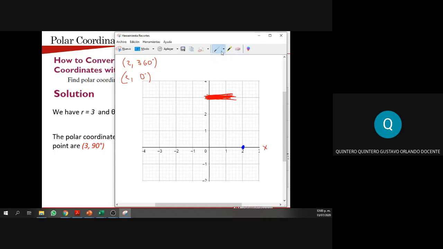How about this possibility? Did you think about this one? Just 180 degrees. But that would make the point located on this line, right? We don't want that. We want the point to be on the opposite. That means we could have an angle of 180 degrees, but we need to remember that the measurement is negative. This is also possible. Following that, you could also do negative 180. The point would be negative 2, negative 180.